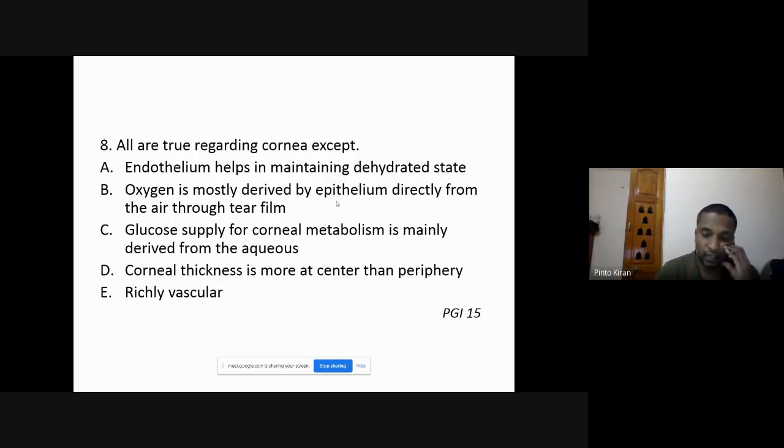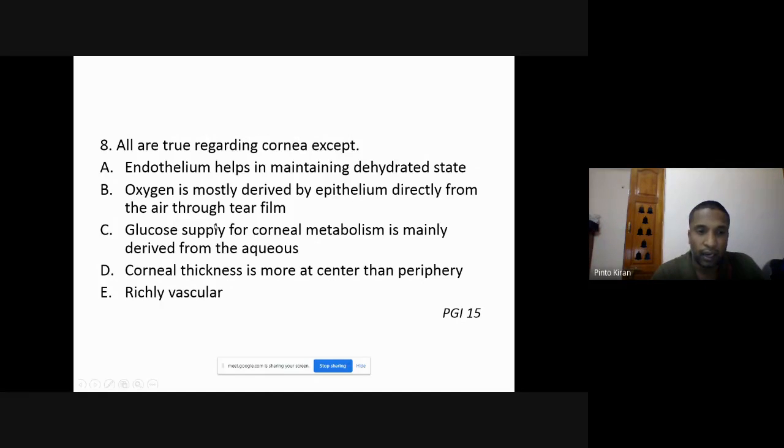If you take the adult central corneal thickness, on an average it's around, it's easy to remember, 545 microns. In the adult it's 545 microns in the center. In the periphery it's almost 1 millimeter, almost 0.9 millimeter.